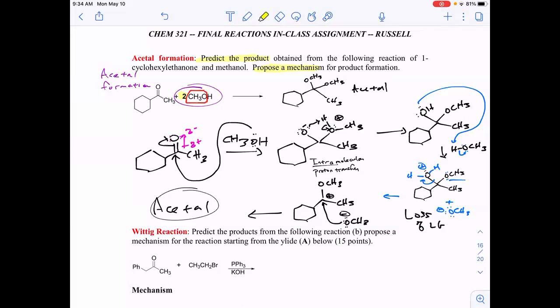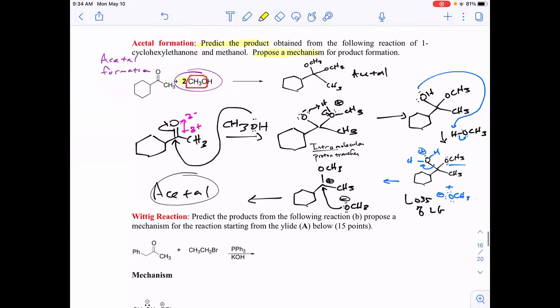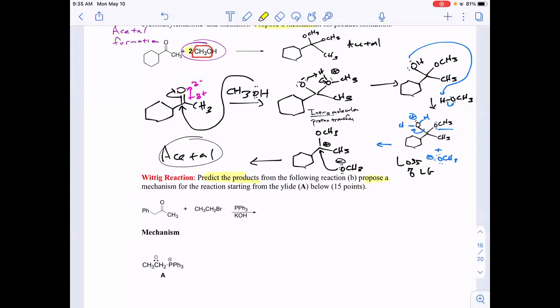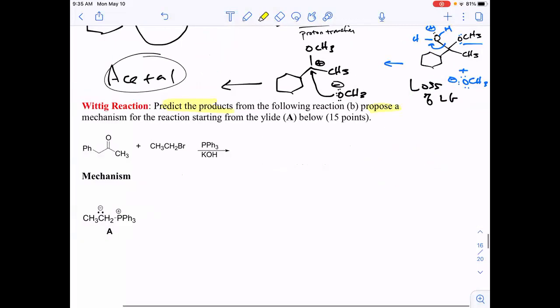All right, questions about that? That reaction. All right, let's go to the second one. Same thing, predict the products first, and then propose a mechanism. So what's the product from this? What type of reaction is this, first of all?